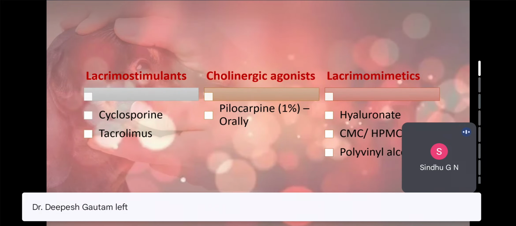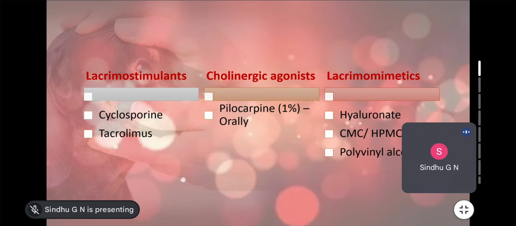So coming to the treatment of KCS, lacrimostimulants are medicines or drugs that improve or increase the tear film production from the existing functional glands, which are cyclosporin and tacrolimus. Every 8 to 12 hours we can apply. Then cholinergic agonists, these are used in neurogenic KCS, pilocarpine, but it has to be applied sublingually because direct application in the eye will be severely irritating.